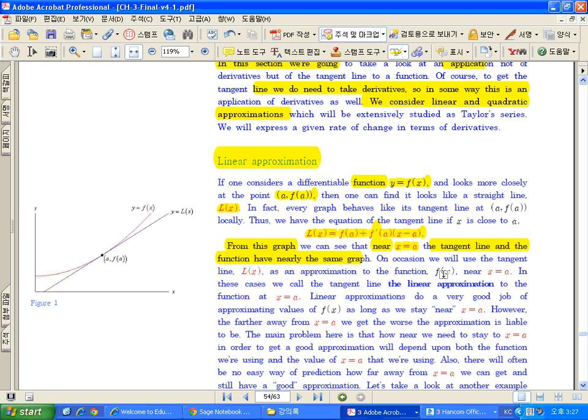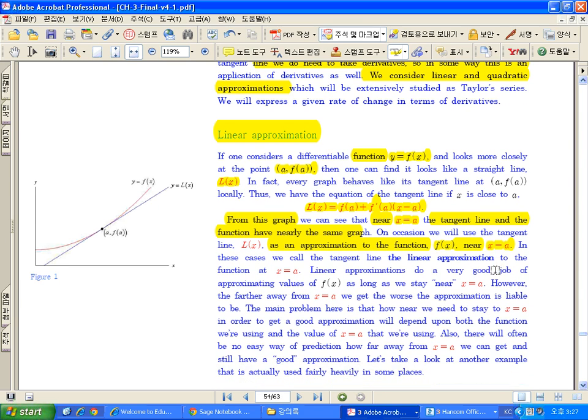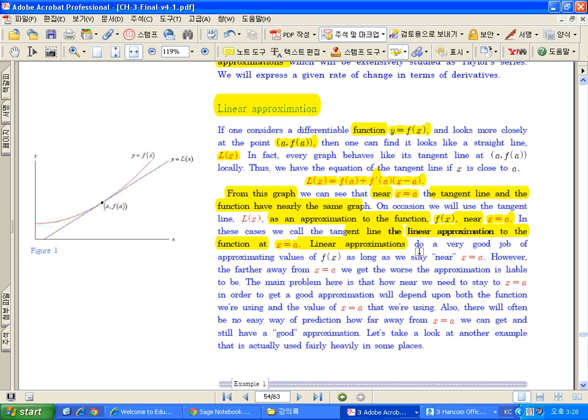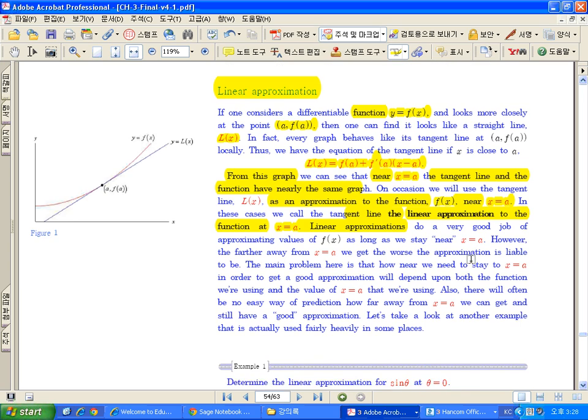We will use the tangent line L of x as an approximation to the function f of x near x is equal to a. This tangent line is called the linear approximation to the function at x is equal to a. This linear approximation does a very good job of approximating values of f of x as long as we stay near x is equal to a.